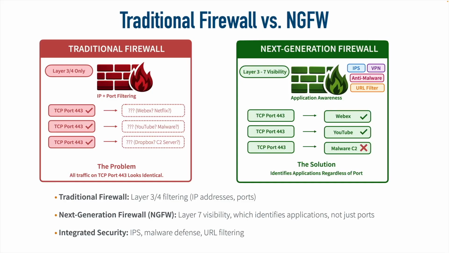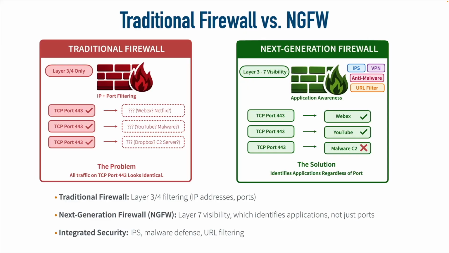It can also act as a VPN server that we can use to connect maybe back into our corporate headquarters. It might have anti-malware features built in, and we might have the ability to filter different URLs. So a next-generation firewall does more than just permit or deny traffic based on even layer 3 through 7 information. It has these other security features as well.